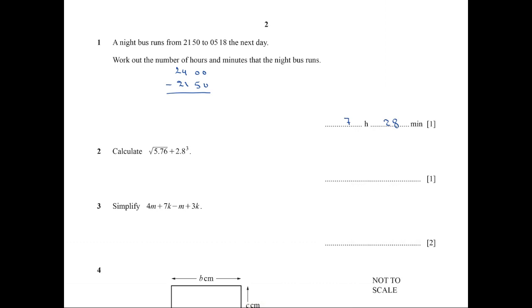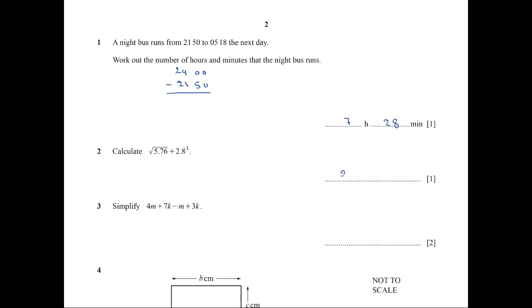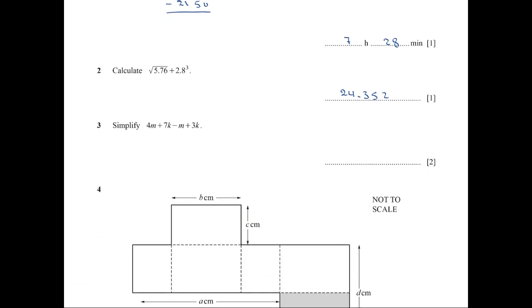Question 2. Calculate using calculator, direct calculations, root 5.76 plus 2.8 power 3 equals 24.352. Question 3, simplify. Collecting like terms, 4m minus m is equal to 3m. 7k plus 3k is equal to 10k.